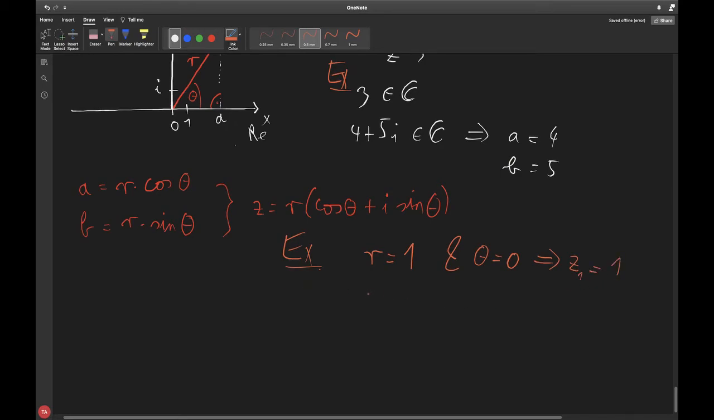If I keep r to be 1, but theta, sorry, is going to be pi over 2, then this is the other way around. The cosine is going to give me a 0, and then my sine is going to give me a 1. And since the r was still 1, this number z2 is going to be i, which is the reminder that is the same square root of -1.